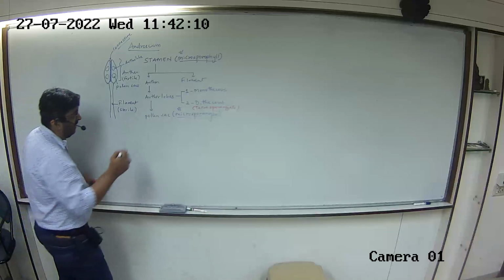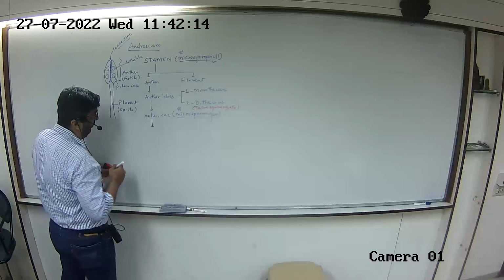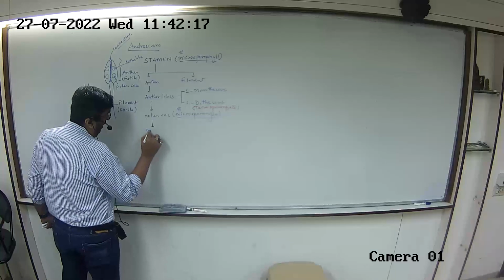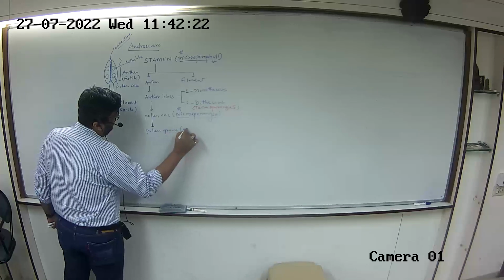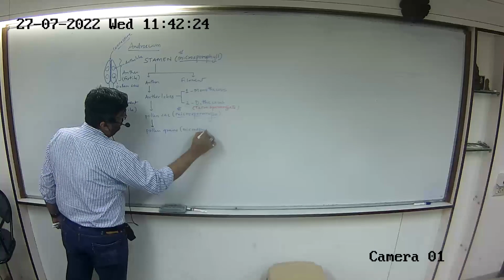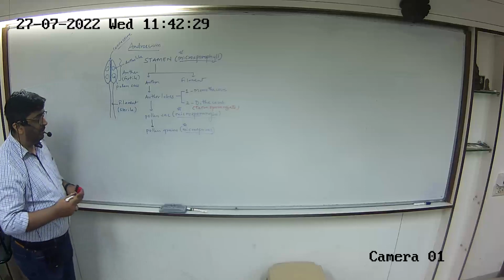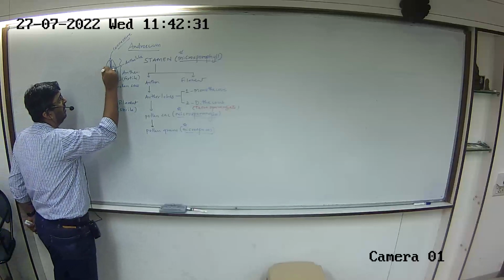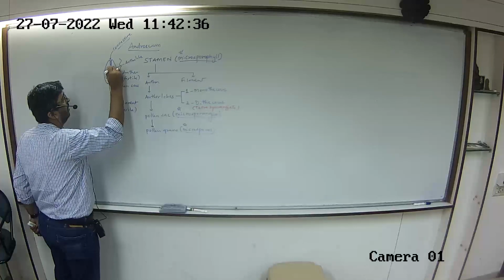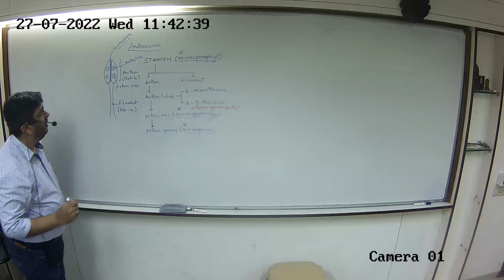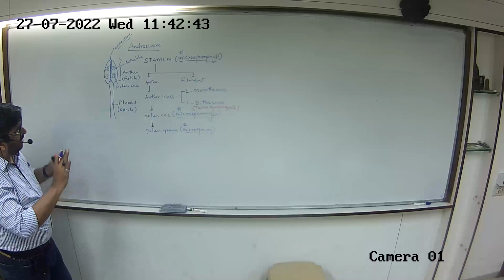Within the pollen sac are produced the pollen grains. Pollen grains are called microspores. So within the pollen sac are pollen grains. Is it coming across properly, understood?